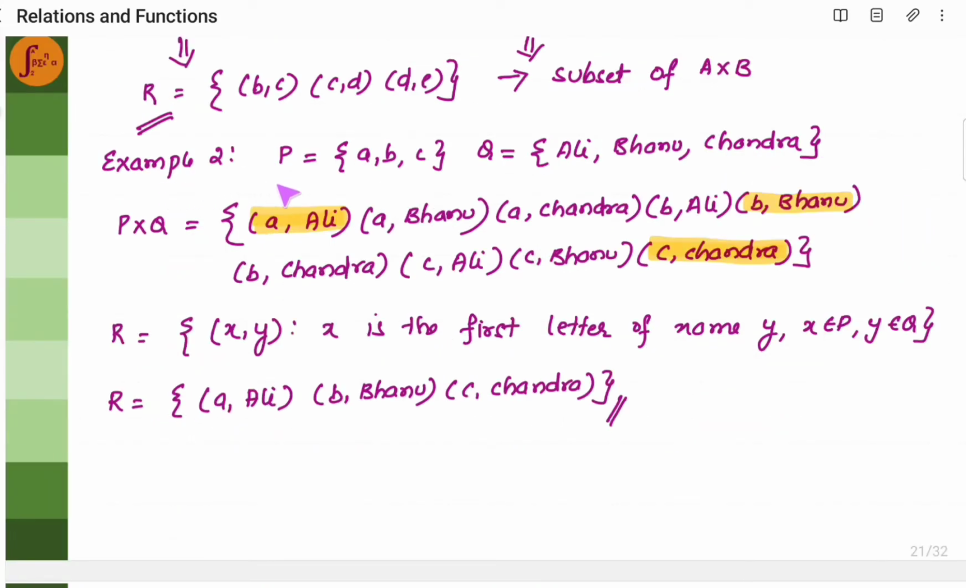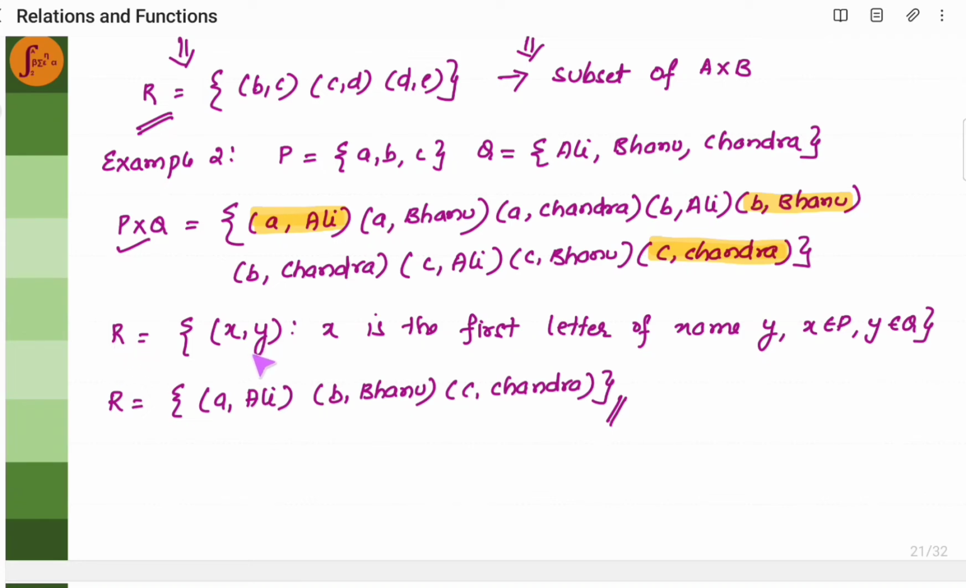Let's take another example. Say we have two sets P and Q. P is the set of alphabets A, B, C. Q is a set of names, say Ali, Banu, Chandra. Now, what is P cross Q, that is, P into Q? You'll put all the combinations: A with Ali, A with Banu, A with Chandra. Then B with Ali, B with Banu, B with Chandra. Then C with Ali, C with Banu, C with Chandra. So these are all the ordered pairs for P into Q. Now, I will define a relation R.